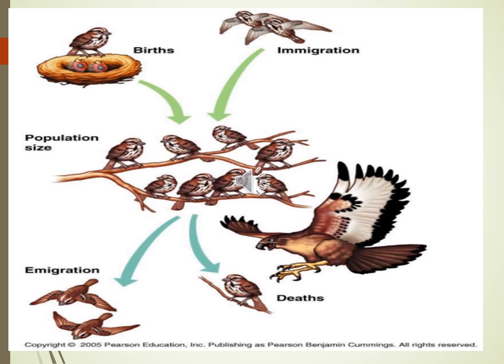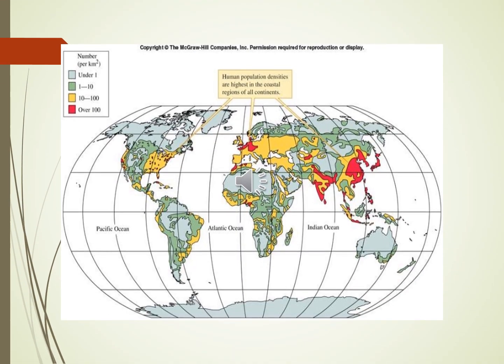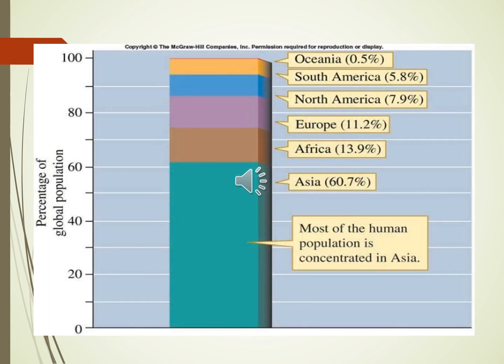This picture shows the typical bird population. The increase in population may be due to population size, birth, immigration, death rate and emigration. This map shows the human population density is highest in the coastal regions of all countries. This bar chart shows that most of the human population is highly concentrated in Asia, followed by Africa, Europe, North America, South America, Oceania.